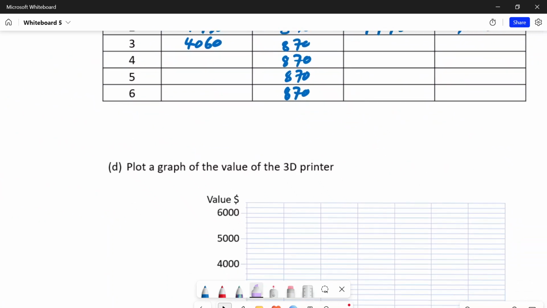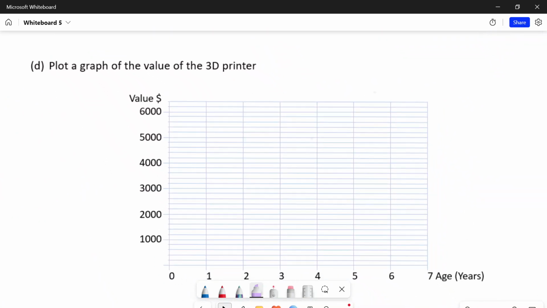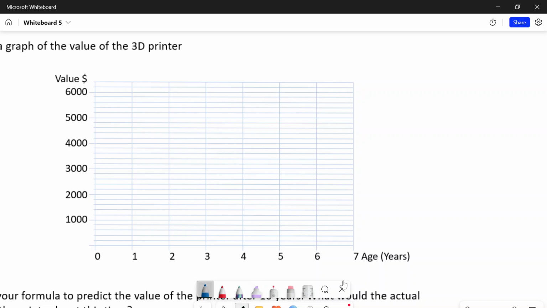Part D, plot a graph of the value of the 3D printer. Okay. Now, so we're going to start at $5,800, which is right on here at 0 years, and go from there, plotting the points as we go.